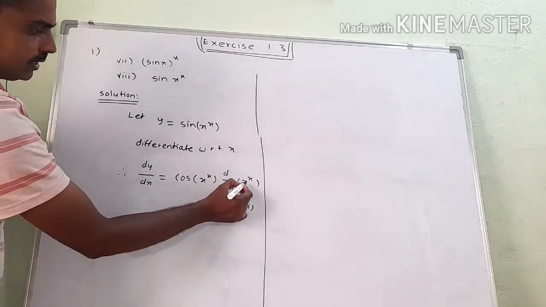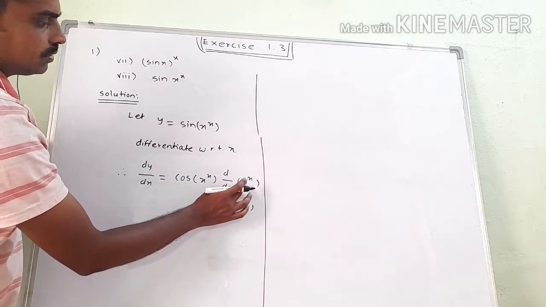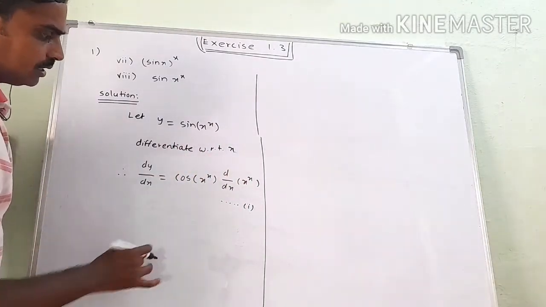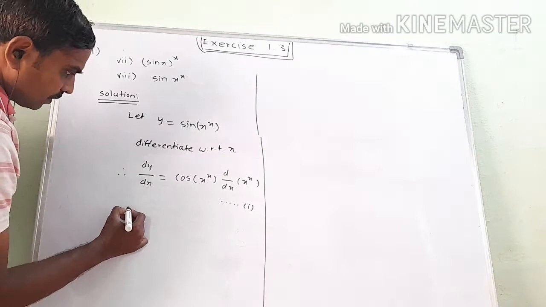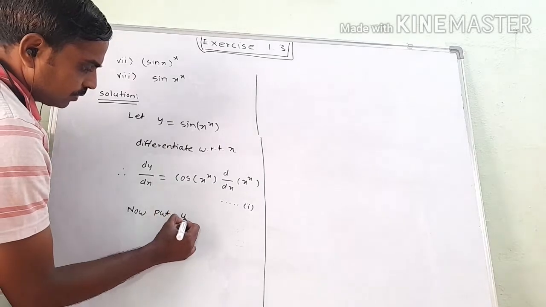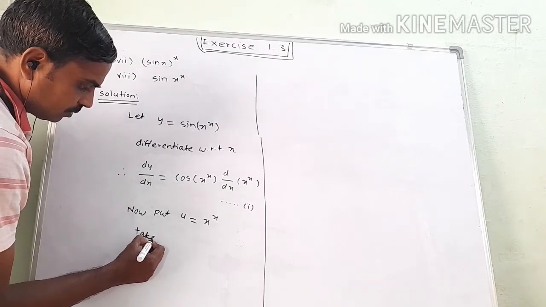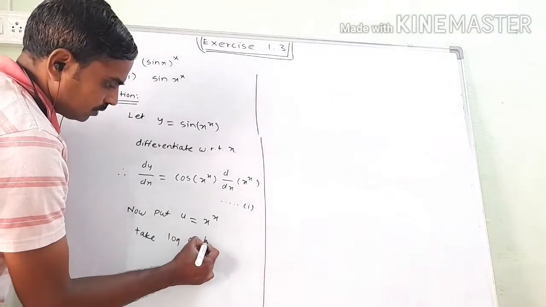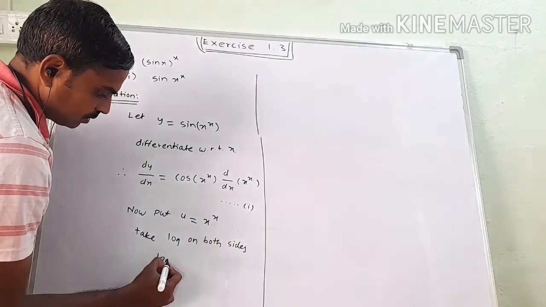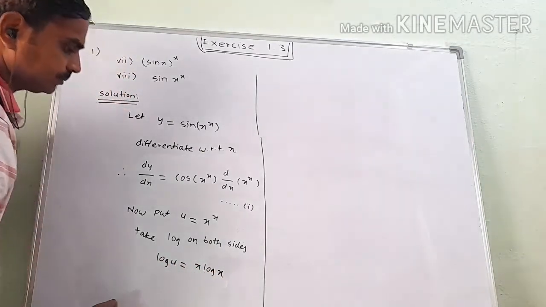Now to find the derivative of x raised to x, this cannot be differentiated directly because this is of the type function raised to function. To solve this we have to take log and then differentiate. So we will now substitute u equal to x raised to x to take log. Therefore we will take log on both sides. Then we get log u equal to x into log x.